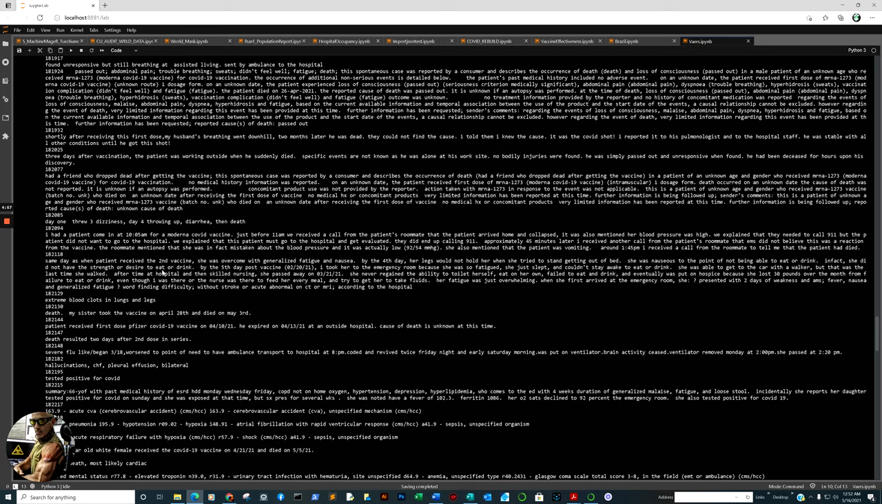Same day the patient received the second vaccine, she was overcome with generalized fatigue and nausea. By the fourth, her legs would not hold her when she tried to stand getting out of bed. She was nauseous to the point of not being able to eat or drink. In fact, she did not have the strength or desire to eat or drink.